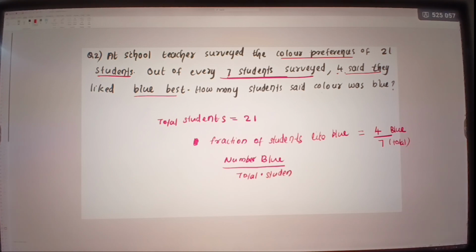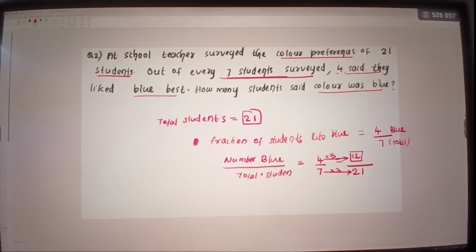So you want to figure out how many students like blue. Already given, total students is 21. So 4 over 7 equals, we don't know how many students like blue, dash over total students 21. So 7 times 3 gives you 21. 4 times 3 is 12. So you want to frame an equivalent fraction. If you frame the equivalent fraction, you can do this type of problem.